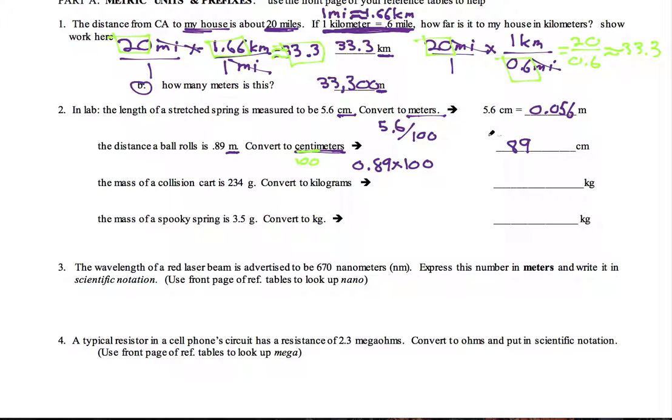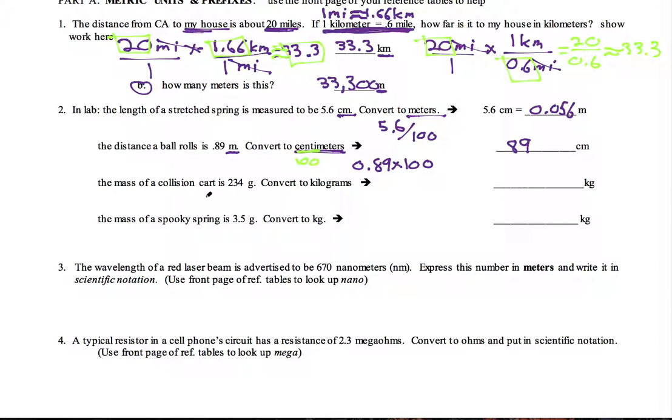And again, this makes intuitive sense. If I had a measurement of some portion of 1 meter, 0.89 meters, right? Some fraction, some decimal of 1 meter, I'm going to fit in a whole bunch of centimeters into that portion of 1 meter. All right, next one.